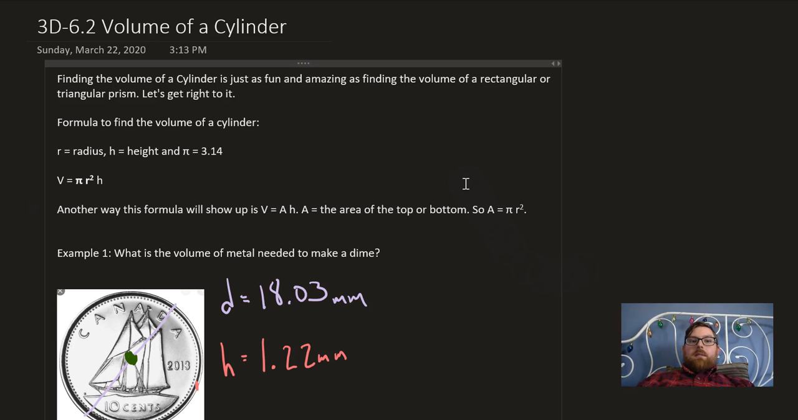So here I already have everything set up, okay? Finding the volume of a cylinder is just as fun and amazing as the volume of a rectangular or triangular prism. Now I'm comparing this to finding the surface area of a rectangular prism, triangular prism, and cylinder, or any other three-dimensional object, but also just in general, it's awesome.